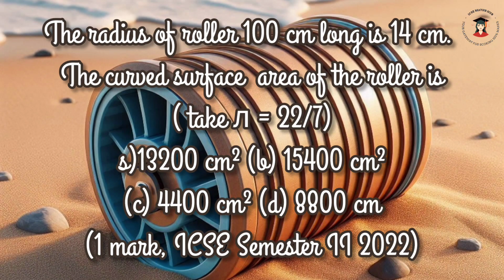The sixth question. The radius of a roller 100 centimeter long is 14 centimeter. The curved surface area of the roller is, this is again a multiple choice question. Pi needs to be taken as 22 by 7. The options are given, A, B, C and D. So let us find out.